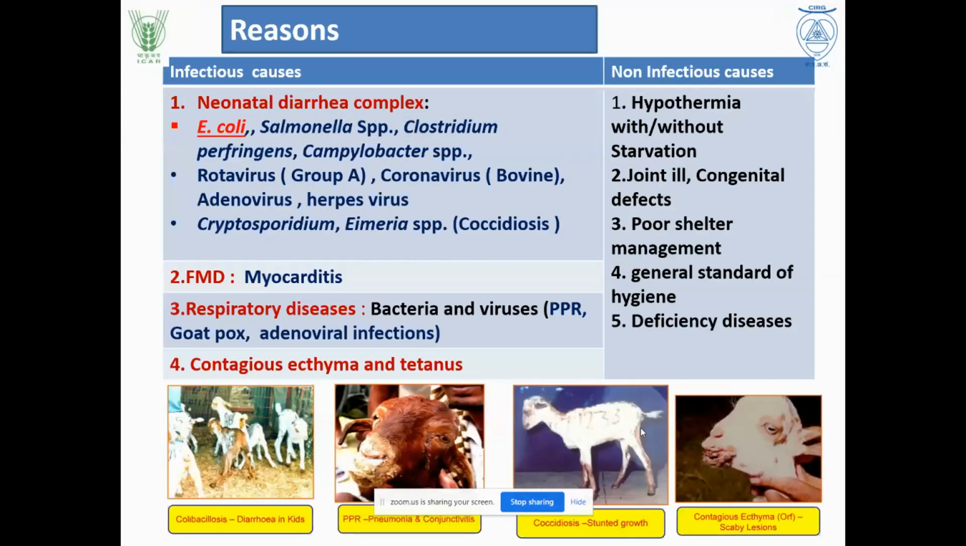Now there are different reasons for that. If you classify the reasons, there are two types: infectious reasons, where bacteria, viruses, and protozoa are responsible for the mortality, and there are certain non-infectious causes. Sometimes they play a major role in kid mortality. So we will see what their role is and how you can identify these reasons causing the mortality.